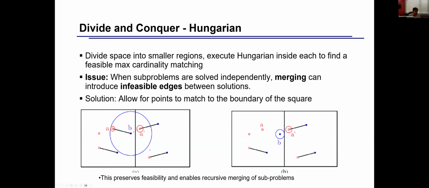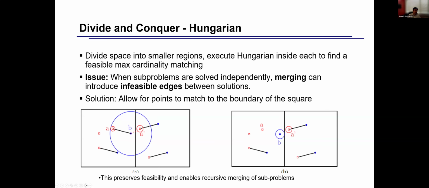For instance, you may have a situation where the blue point B, if you look at the subproblem to the left, has a feasible dual weight. But if you look at the edge B to A prime, and the disk of A prime is completely inside the disk of B, then this is infeasible. So you cannot merge easily because the dual weights are not compatible.